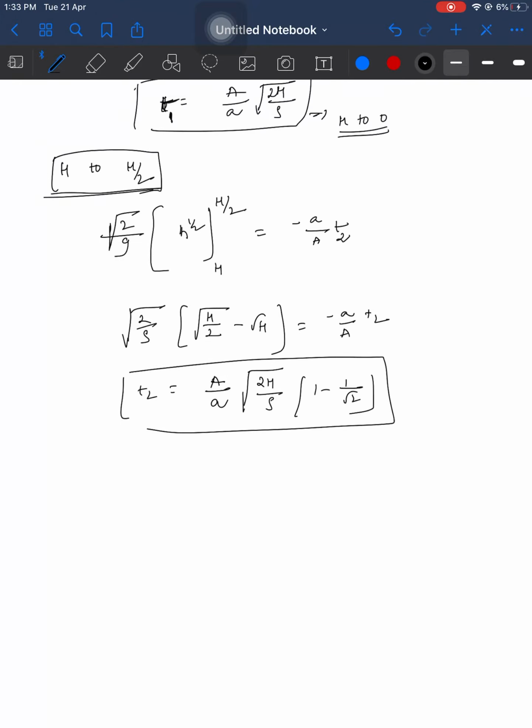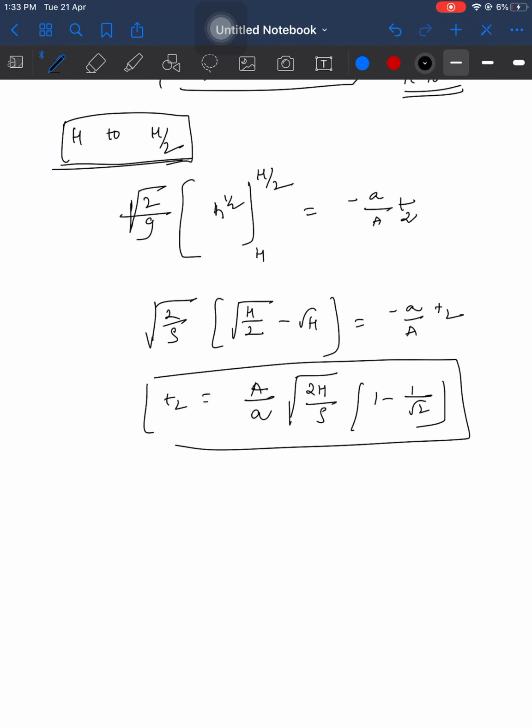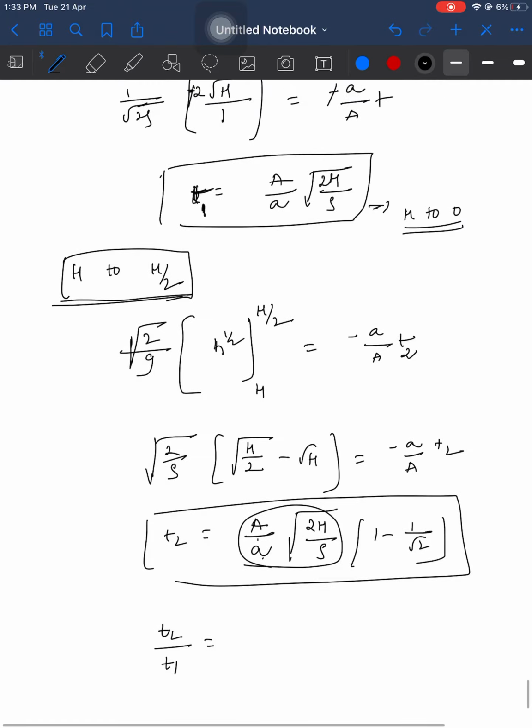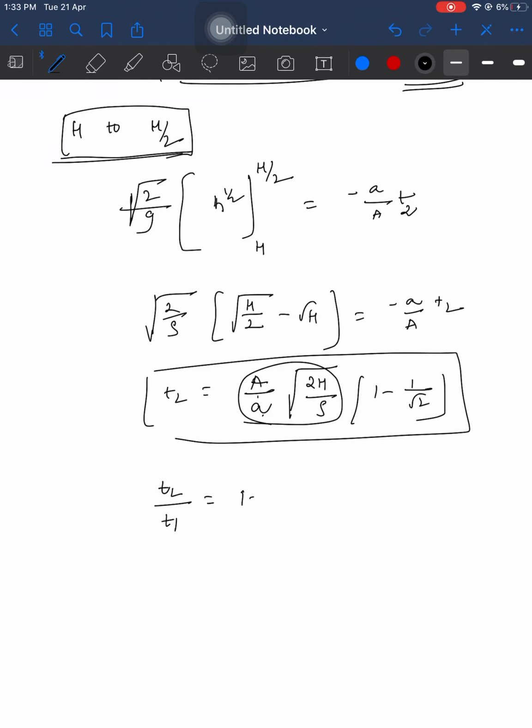They will ask us the ratio of the time to half of the tank and the time to empty the tank. So t2 by t1. t2 is equal to capital A by small a into square root of 2h by g, which is nothing but t1, the time to empty the tank, times 1 minus 1 by root 2. Generally we would think the ratio is 1 is to 2. It's not like that. It's a different model.